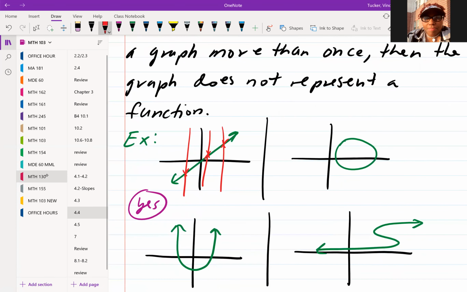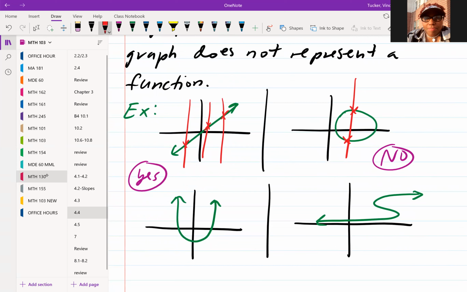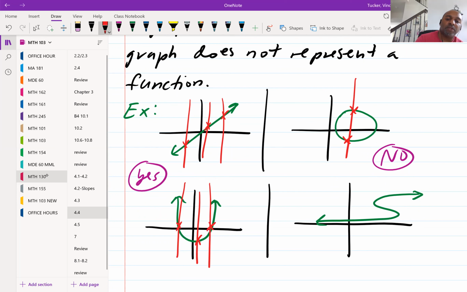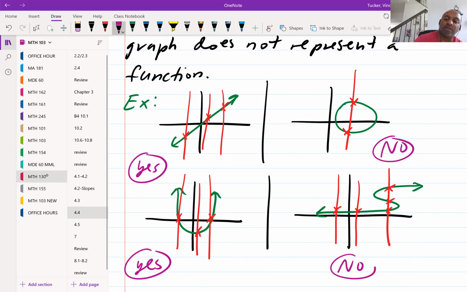Here we have a circle. It touches it twice, so a circle would not be considered a function. Parabola, no matter where you draw a vertical line, it will only touch it once. So yes, it is a function. And then this graph over here, even though over here it only touches it once, here it touches it 3 times. So this is not a function.